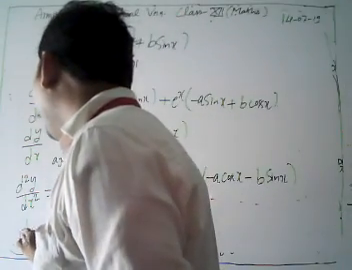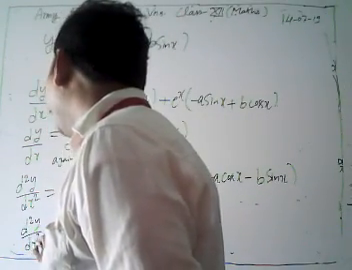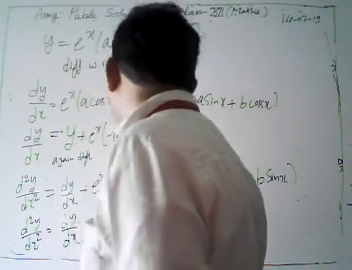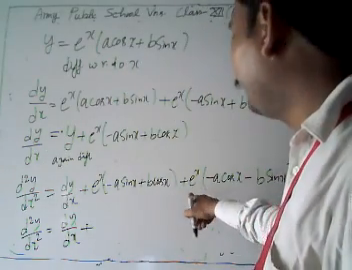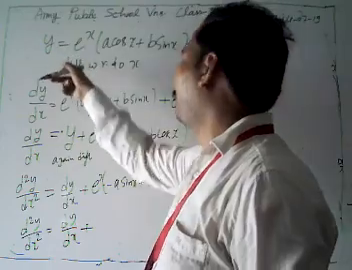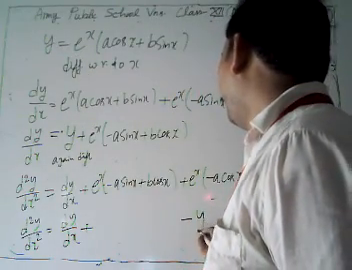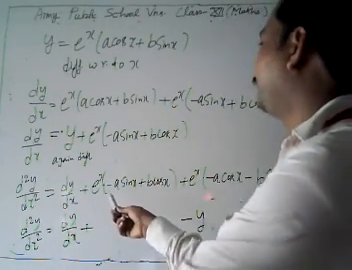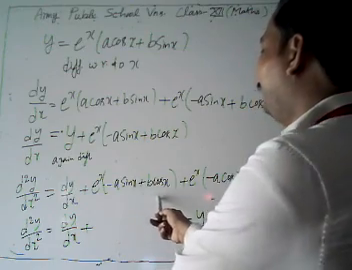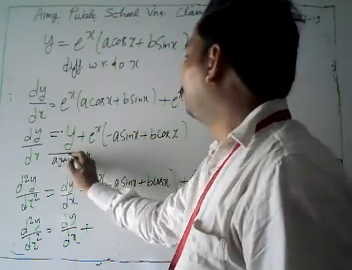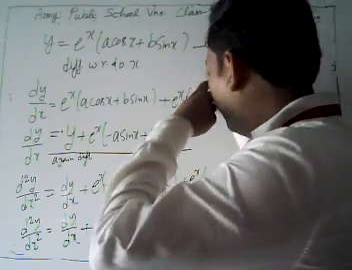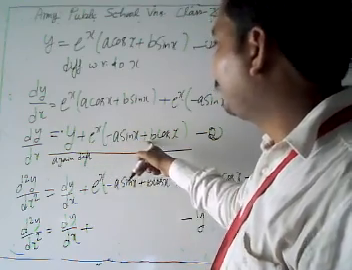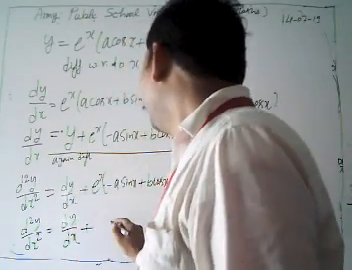Look, now our d2y/dx2 is equal to dy/dx plus, taking minus common, e to power x (a cos x plus b sin x), which is our y, so we have minus y. Now we have to find the value of e to power x (minus a sin x plus b cos x). From here, this is our equation 1 and this is our equation number 2. From 2, the value of e to power x (minus a sin x plus b cos x) is equal to dy/dx minus y.